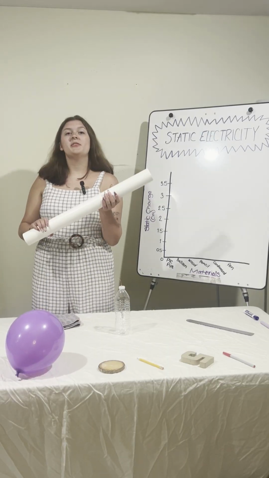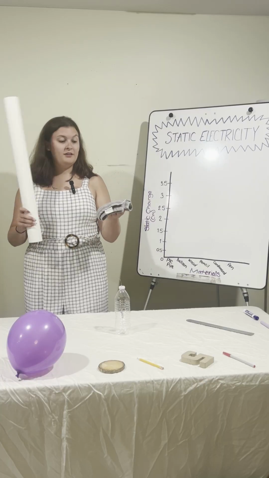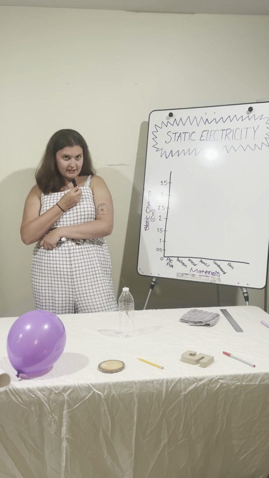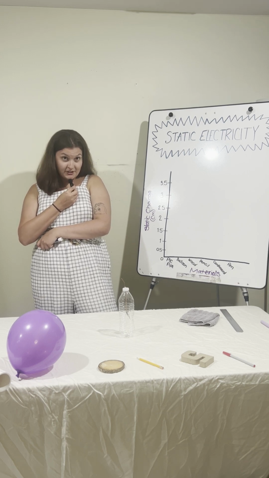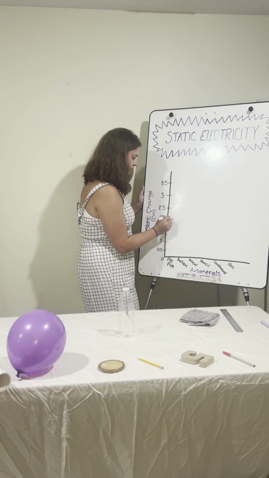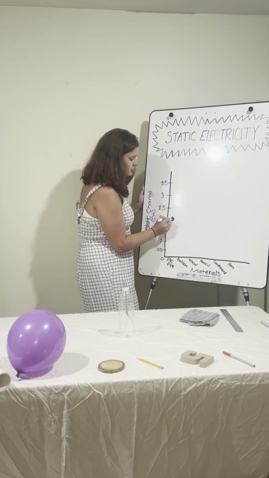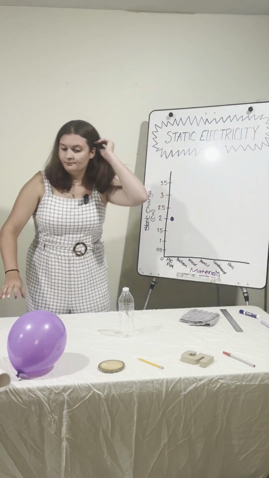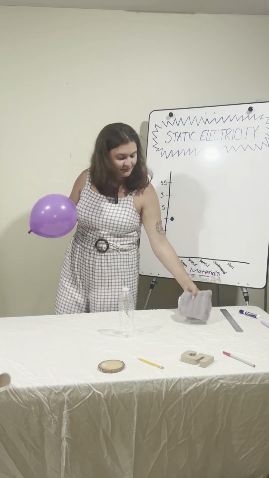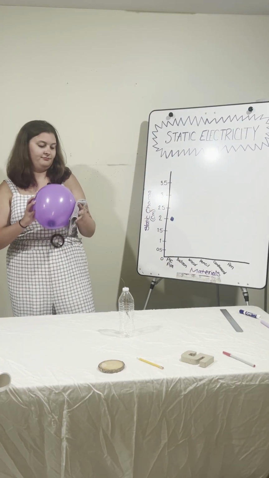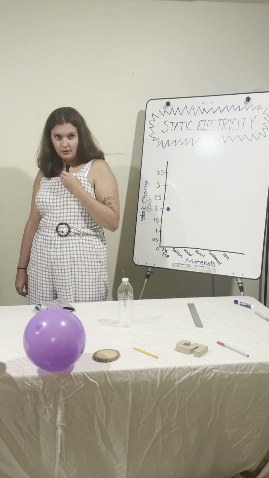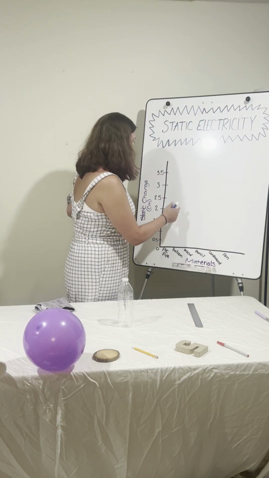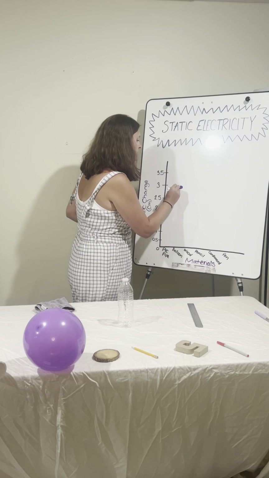Now let's start with the PVC pipe. Now using the washcloth will create friction. As you can see, the PVC pipe produces 2 centimeters of static electricity. So marking 2 centimeters for the PVC pipe. Next, the balloon. Once again, creating the friction. The static electricity from the balloon shows roughly 3 centimeters. So marking 3 centimeters for the balloon.